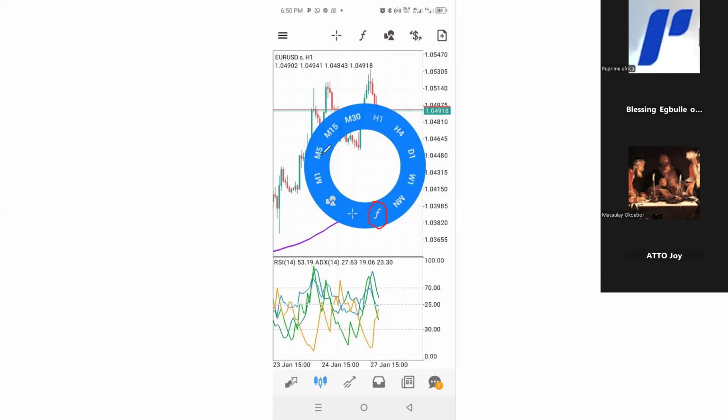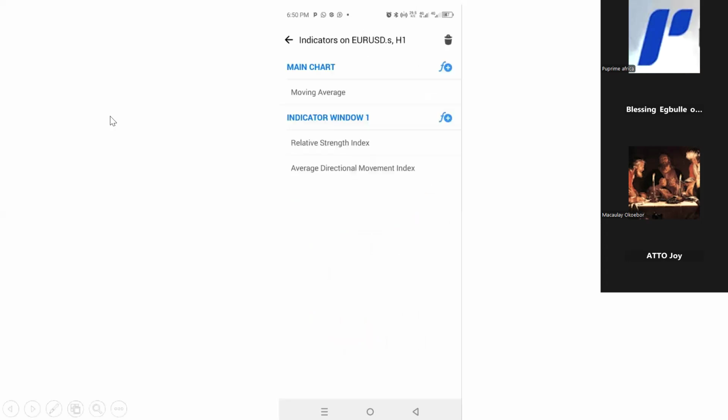So now let's assume you want to add an indicator to your chart. How do you do that? You click on this function key, this F key. That's what you click on. When you click on the function key, it takes you to the next slide where you will see this menu appear. Now you see the main chart. You may see the indicator window or not, but at least the main chart is always there.